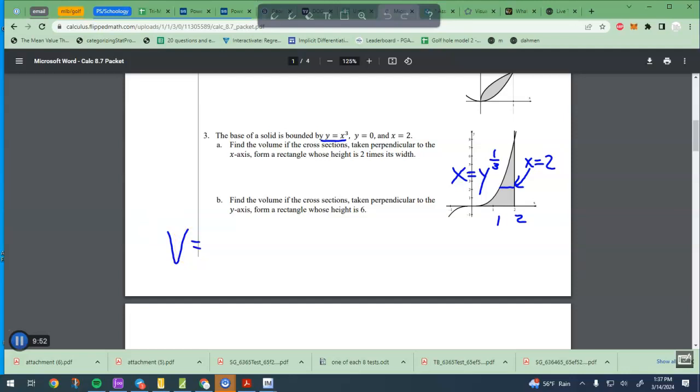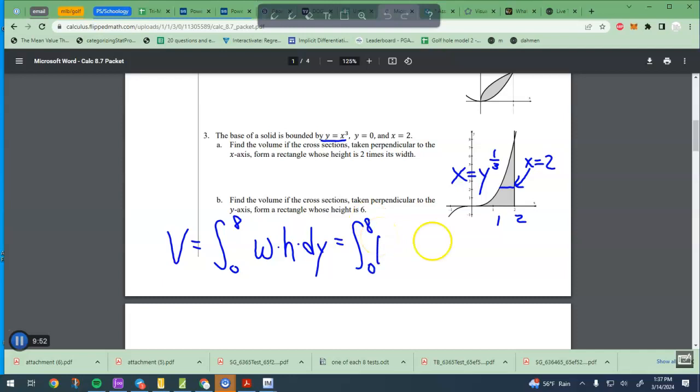Alright, I'm doing it in y's. So my lower y value is 0. My upper y value is 8, right? And then I want a rectangle whose height is 6. So the area of this rectangle is the width times the height. dy or dx? dy, because these are y values and perpendicular to the y-axis.